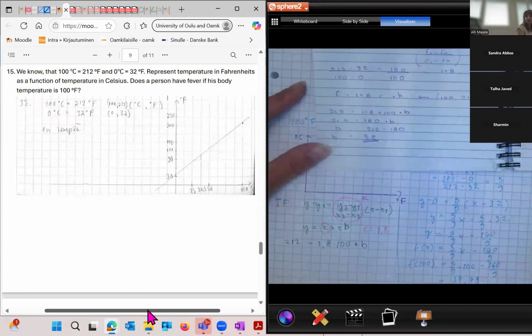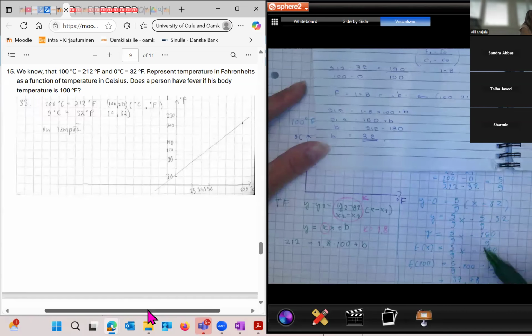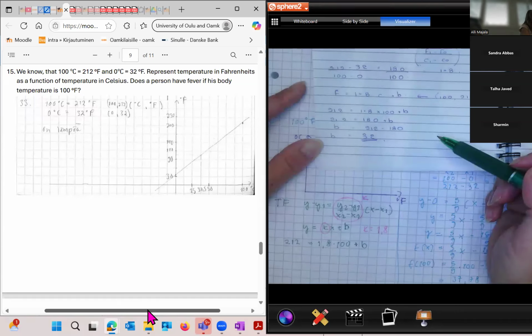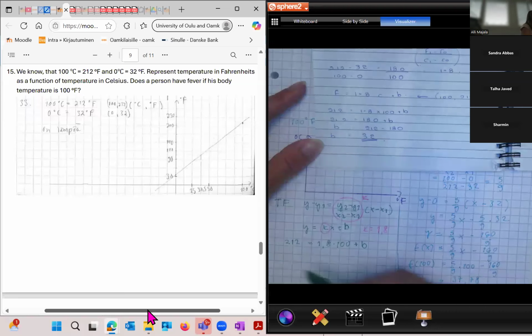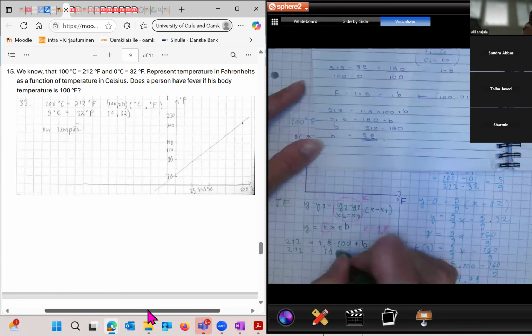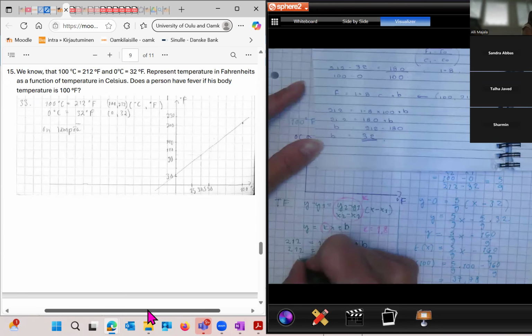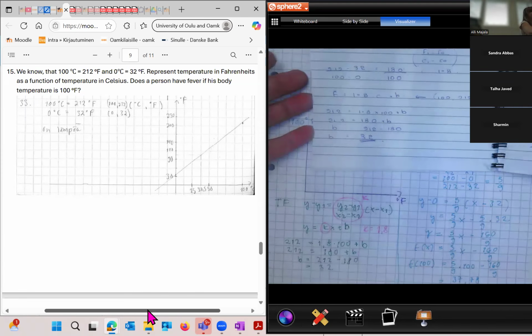So I calculate the b now. And this is, of course, I multiplied that with 100, that's 180 plus b. And then I just solve the b. So the b is obviously this 212 minus 180. And I get the 32. Yes, thank you. Very well done.